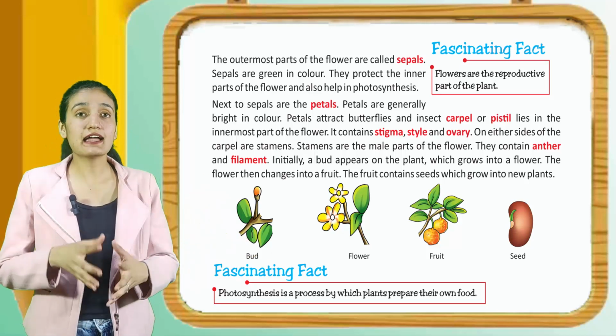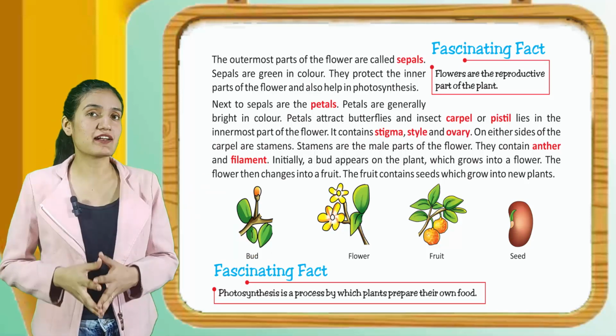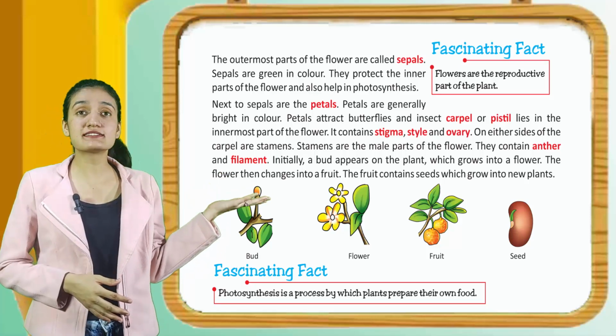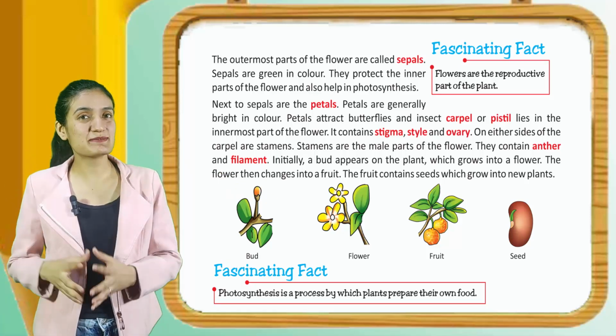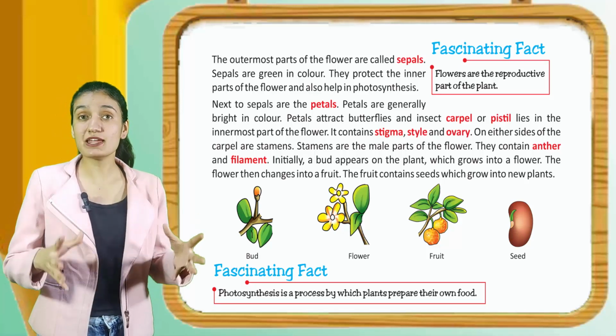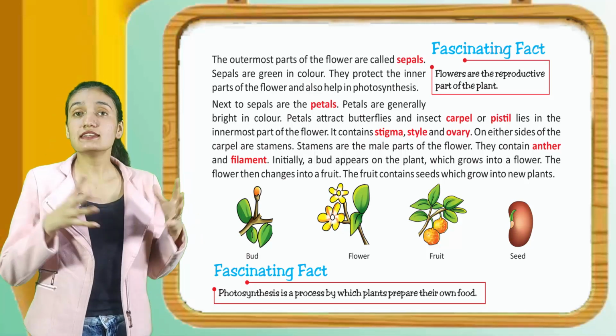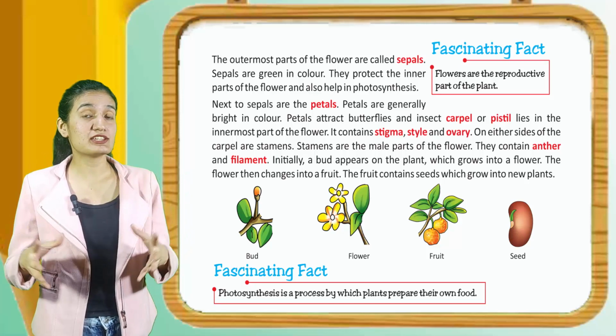Carpel and pistil lie in the innermost part of the flower. It contains stigma, style and ovary. On either side of the carpel are stamens. Stamens are the male parts of the flower. They contain anther and filament.